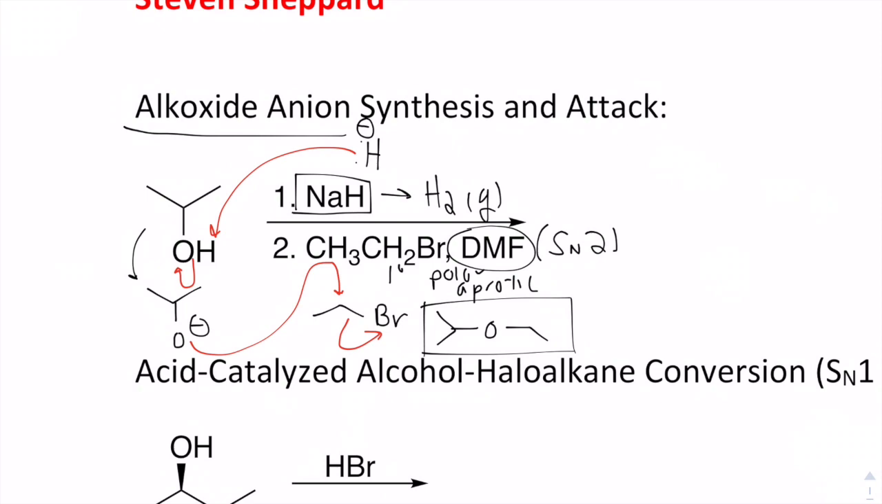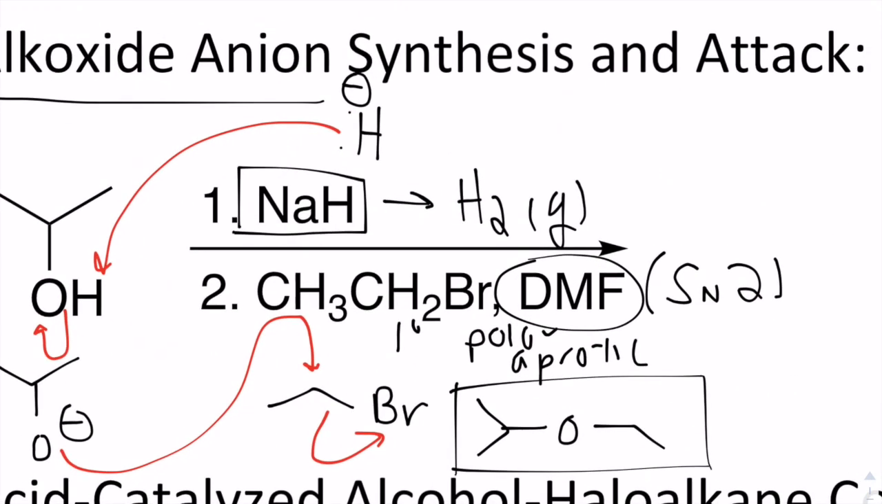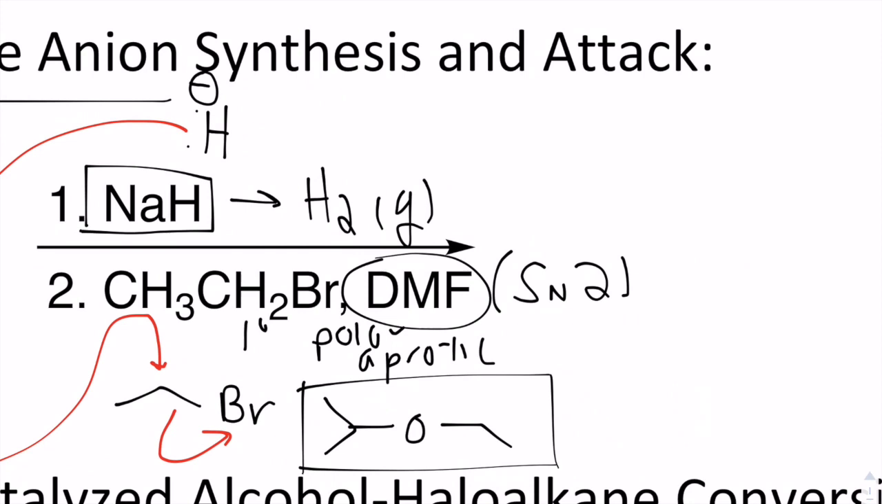You can also generate this alkoxide anion in another way. Instead of using sodium hydride, you can use two equivalents of pure metal. We can sometimes see two equivalents of sodium with a degree sign over it, or two equivalents of potassium. Sometimes you can do that, but in terms of mechanism, the sodium hydride makes the most sense to me.